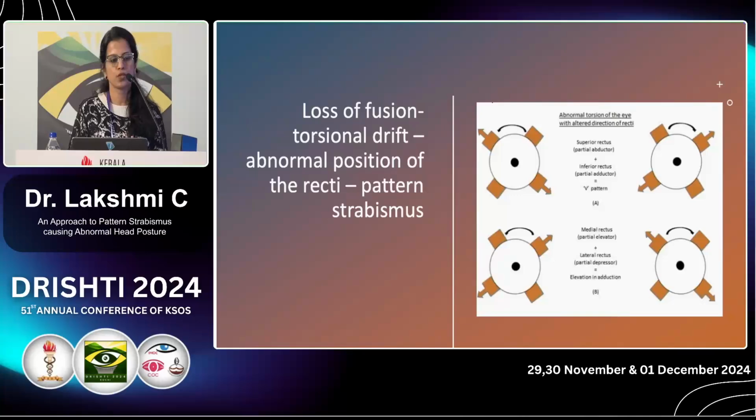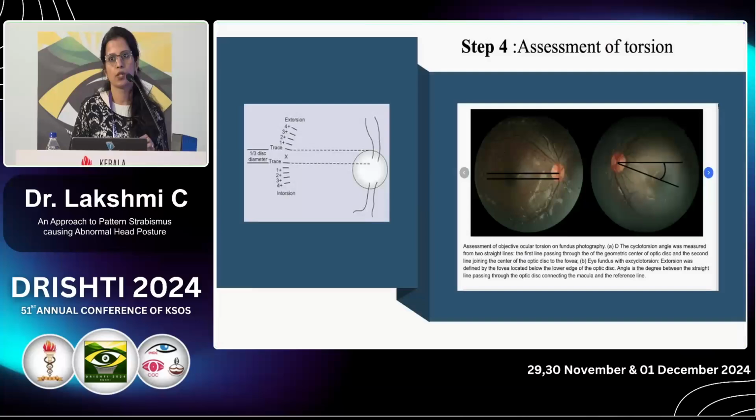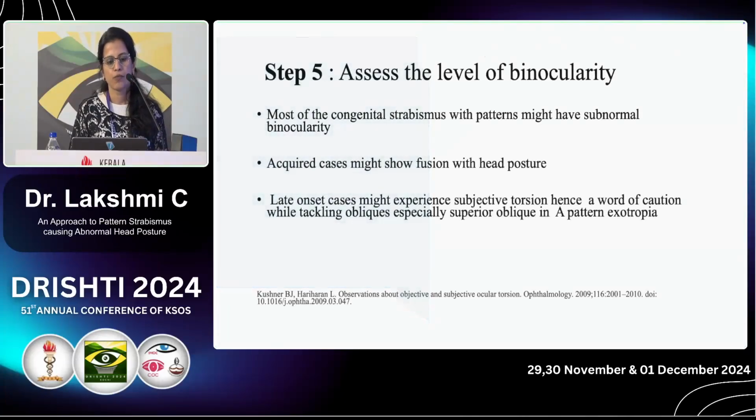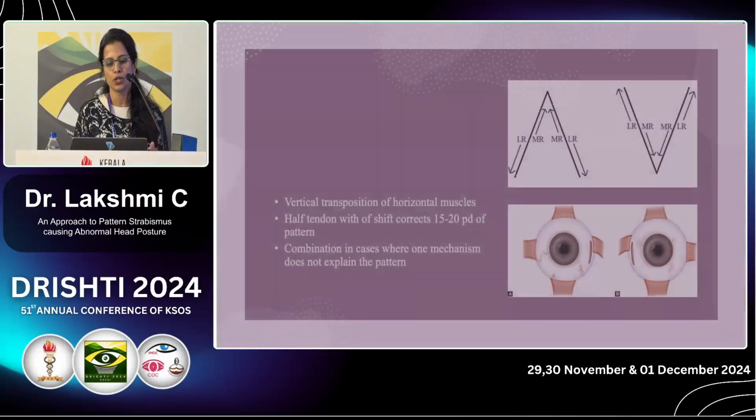But this theory doesn't hold good because there are patients in whom you see pattern strabismus and overactions, but we don't see a torsion. So we need to assess the torsion in these patients. And in almost all cases of oblique overactions, if we see a torsion, it is definitely an oblique overaction and it is not some other thing. And the next step would be to assess the level of binocularity. Most of the congenital strabismus patients with patterns have a subnormal binocularity, but acquired cases or late onset cases can have a good binocularity. So if we are tackling the obliques, that can result in a torsional diplopia.